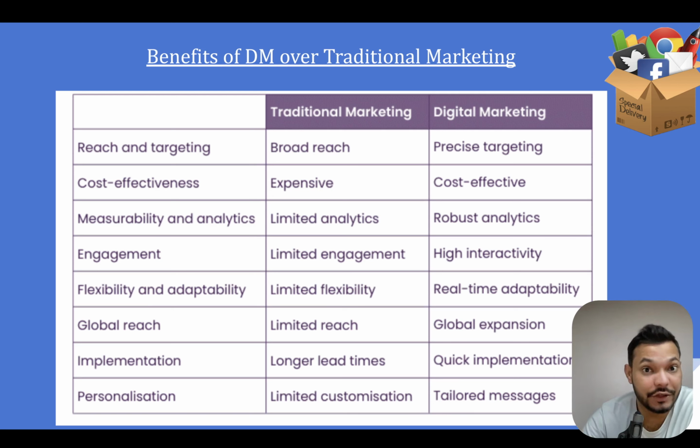Then we have implementation issues. Traditional marketing takes a lot of time to generate leads and sales. In digital marketing, you can generate leads within 24 hours. You can start generating sales within 24 hours. Yes, you need to have the website available, but once you have the website, it can start generating sales in a span of 24 hours.